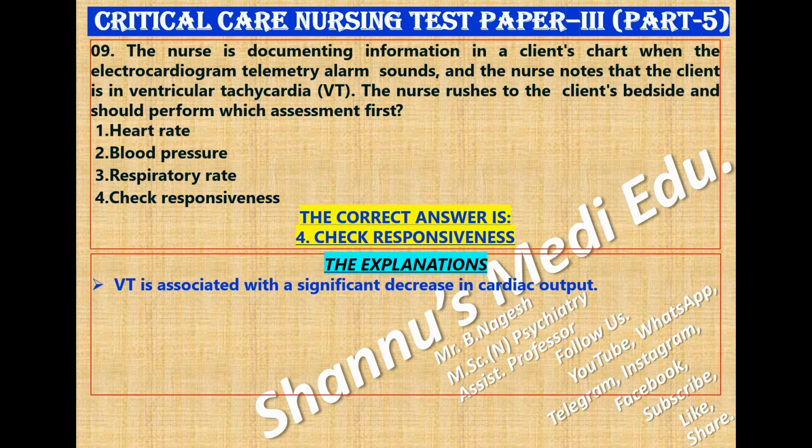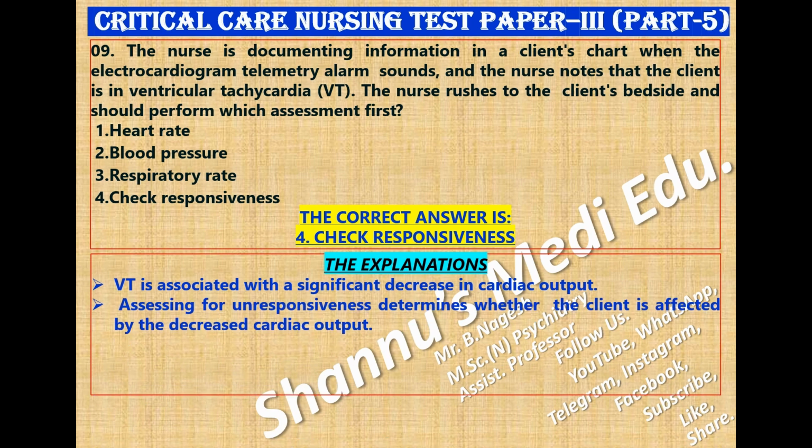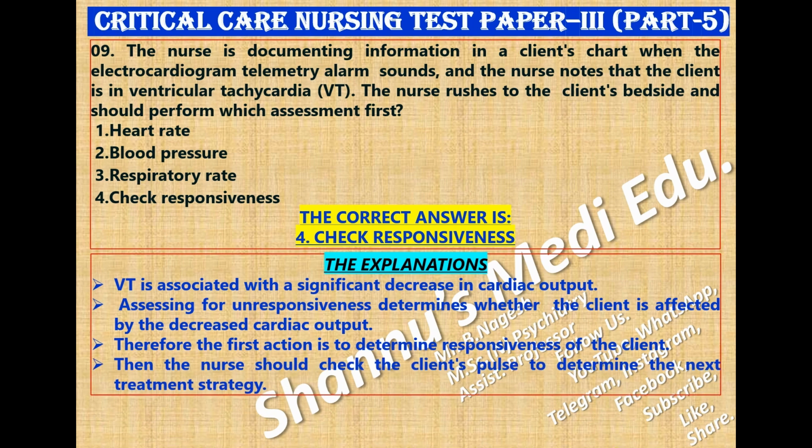The explanation of this question: ventricular tachycardia is associated with a significant decrease in cardiac output. Assessing for unresponsiveness determines whether the client is affected by the decreased cardiac output. Therefore, the first action is to determine the responsiveness of the client. Then the nurse should check the client's pulse to determine the next treatment or strategy.